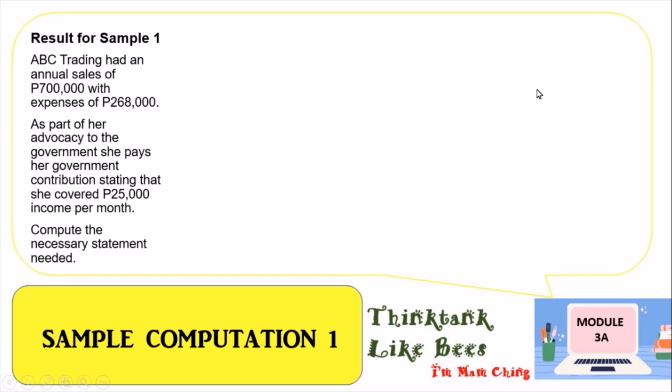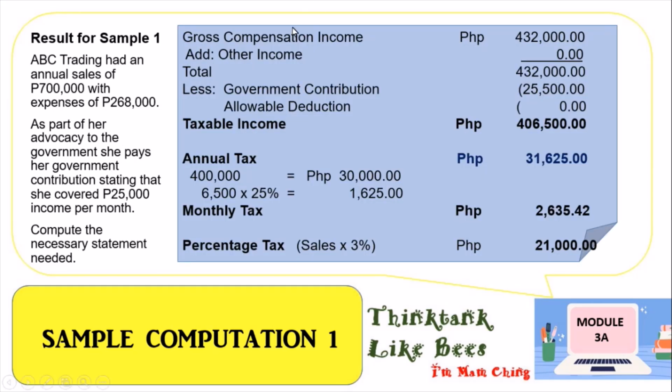Okay, so here's the result for sample number 1. We have the gross compensation income, which is also the operating income, so you just put here the amount of 432,000. Add other income: there's no other income or 13th-month pay, etc., because it's a sole proprietorship, so just leave it at 0.